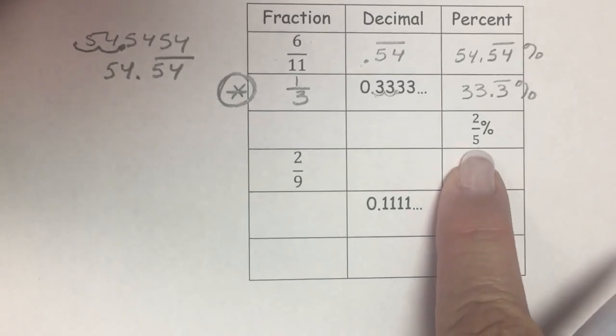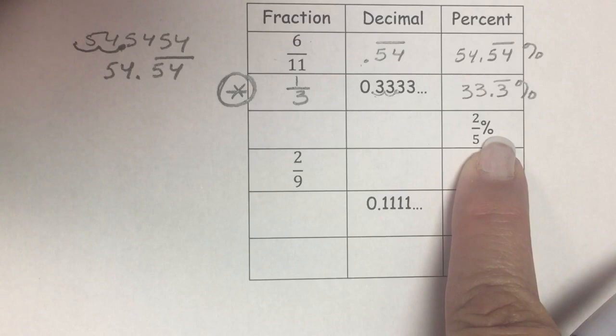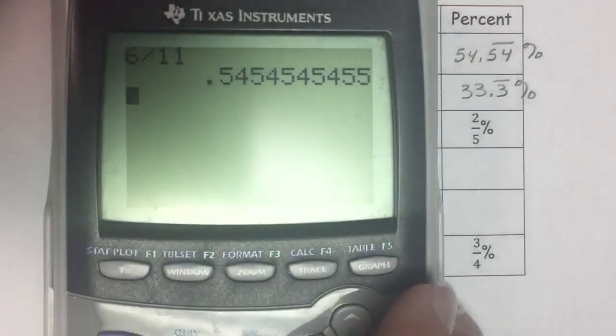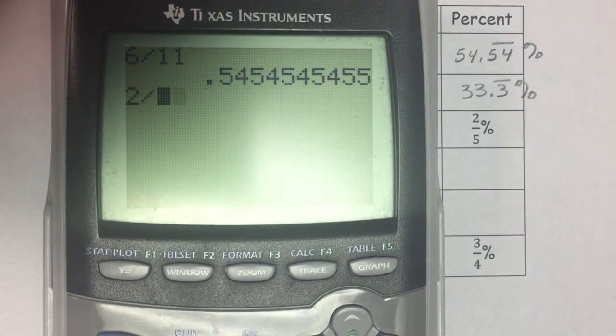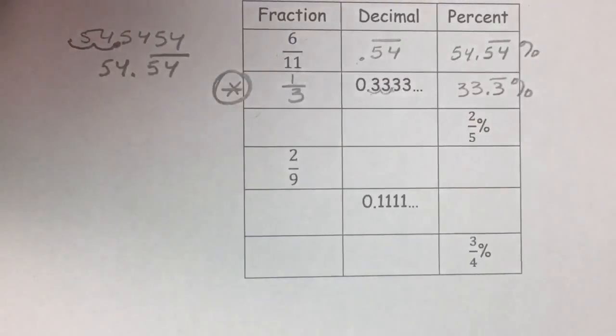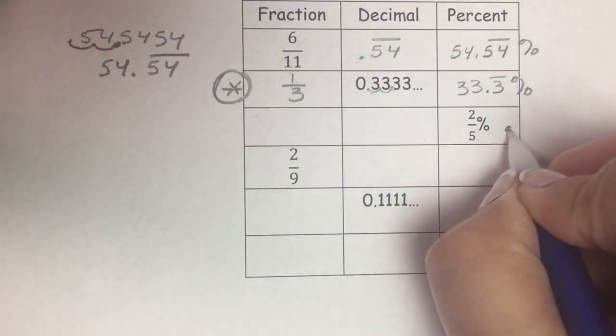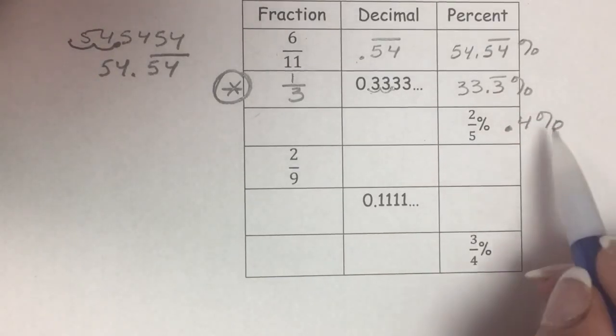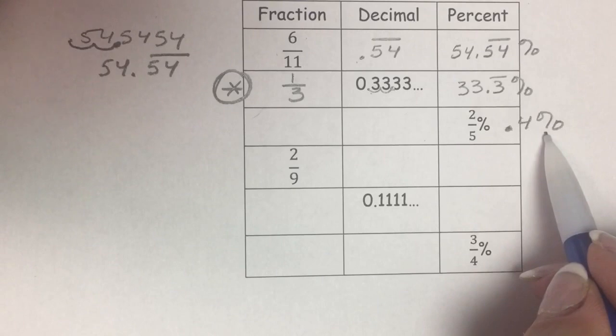Let's do this one. Now, it's a percent because this percent sign is here. So what I would suggest you do is change 2/5 into a decimal. So if you use your calculator and do 2 divided by 5, you can see that it's 0.4. So this is really 0.4%. We didn't change it from a percent. The percent sign is still there.